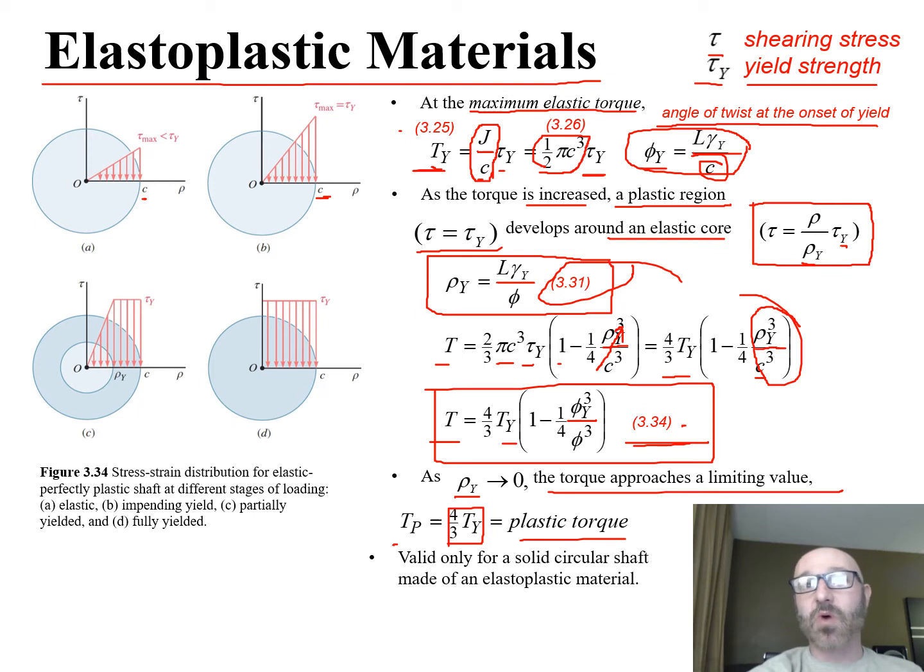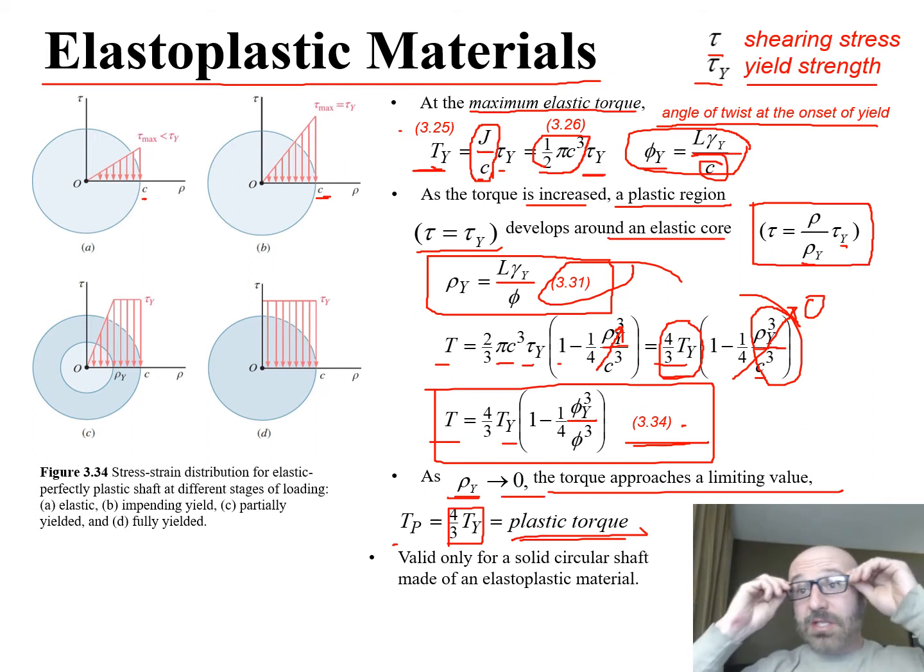So this would just be 1 minus 0 right there. Then if you go over this relationship here, if this whole thing goes to 0 as our rho sub y goes to 0, then you're just left with this ratio of your 4/3 T_y. So this is your plastic torque as your rho sub y approaches 0.